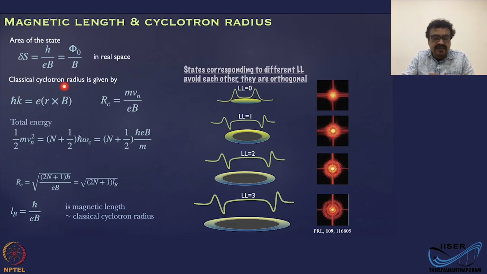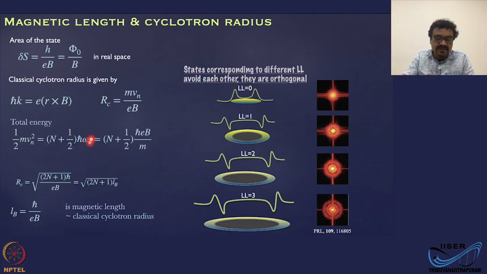The classical cyclotron radius is given by the momentum, h bar k, is e into R cross B. Force is e into v cross B, so momentum is e into R cross B. From that, we can get the cyclotron radius Rc is mv, that is the momentum, this is the classical term, divided by eB.